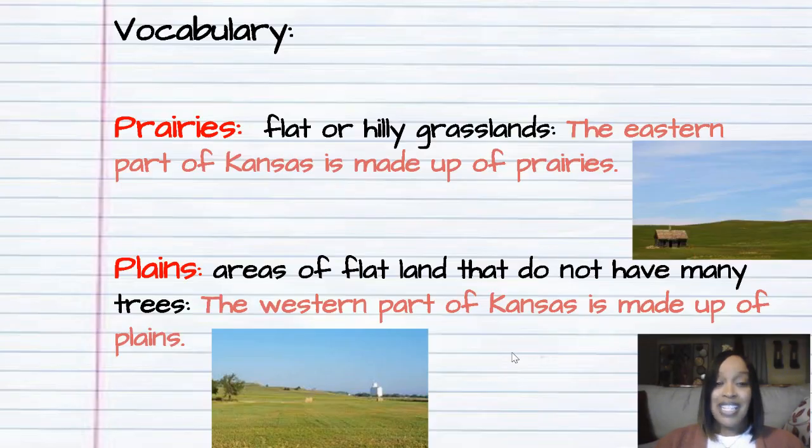Some vocabulary terms that I would like to go over with you today are prairies. Prairies are flat or hilly grasslands, and they're mostly located in the eastern part of Kansas. The next vocabulary word is plains. Plains are areas of flat land that do not have many trees. The western part of Kansas is mostly made up of plains.